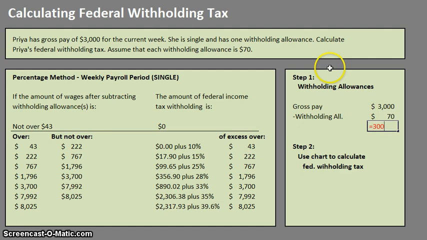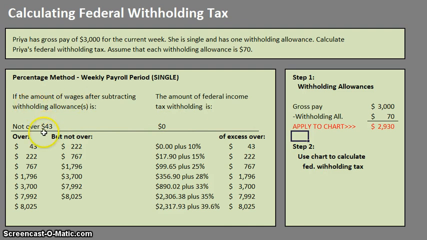So when we subtract out her withholding allowance, we find that she has $2,930. Now, this number is going to be extremely important. This is going to be the number that we apply to this chart right over here. So that $2,930, let's go ahead and keep that number in mind and then move on over to this chart so that we can do step two.